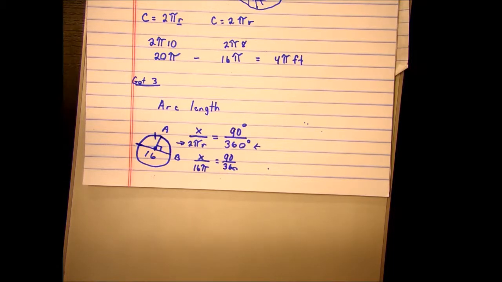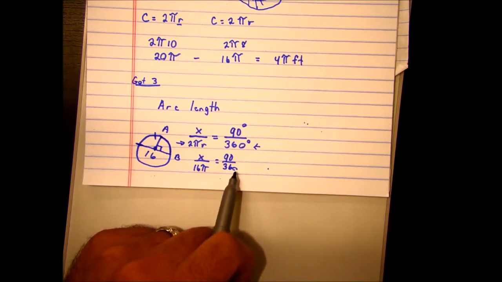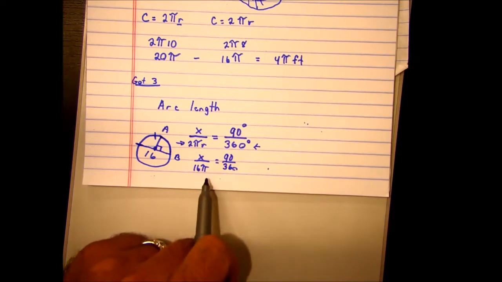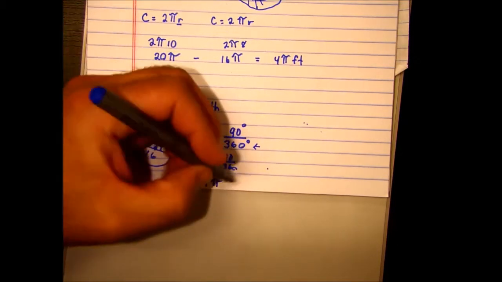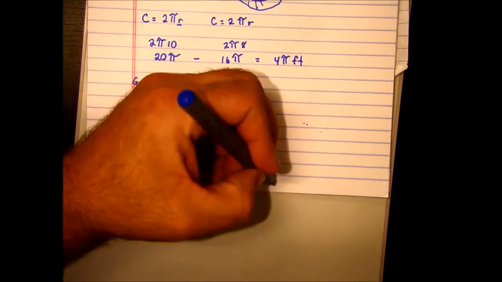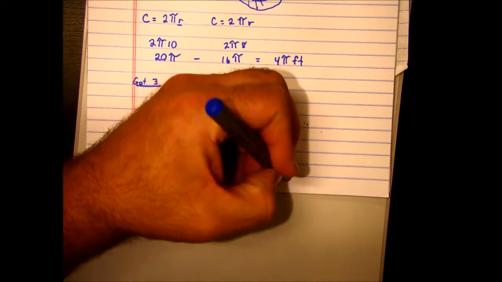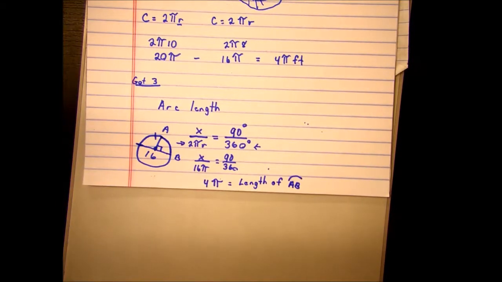Now those of you who have higher end math skills know that 90 of 360 is 1/4, so you could reduce that. 1/4 of 16 is 4. So this would be 4 pi. So the length of the arc is equal to 4 pi. Okay. So will they always give you the measurement of the arc?